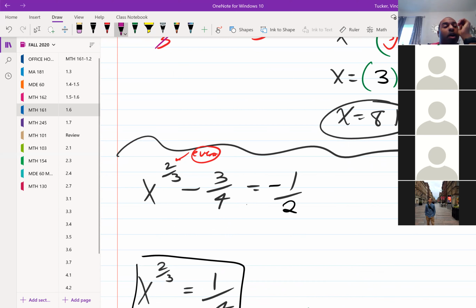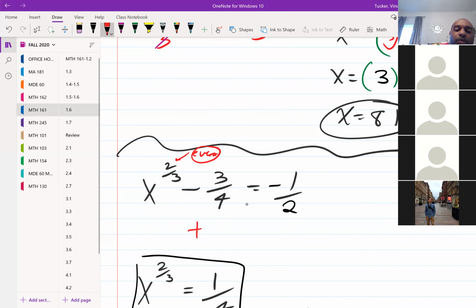So this time our numerator is even, so that means we should get 2 solutions. Remember, whenever our numerator is even for our exponent, that means we should have a plus or minus scenario at the end of this process. So we need to isolate x to the 2/3 power first.